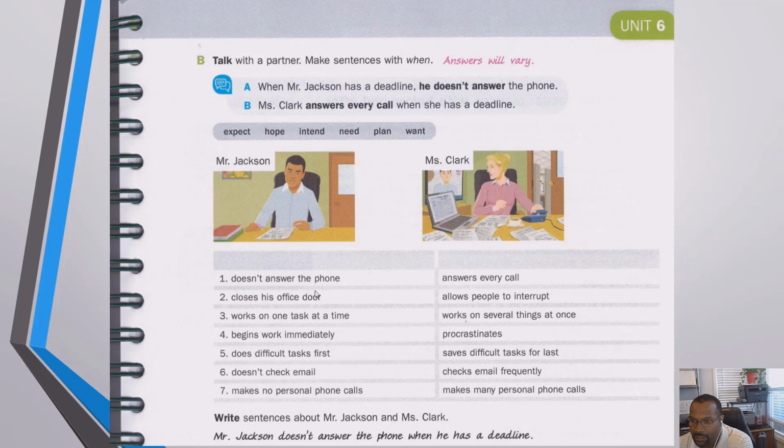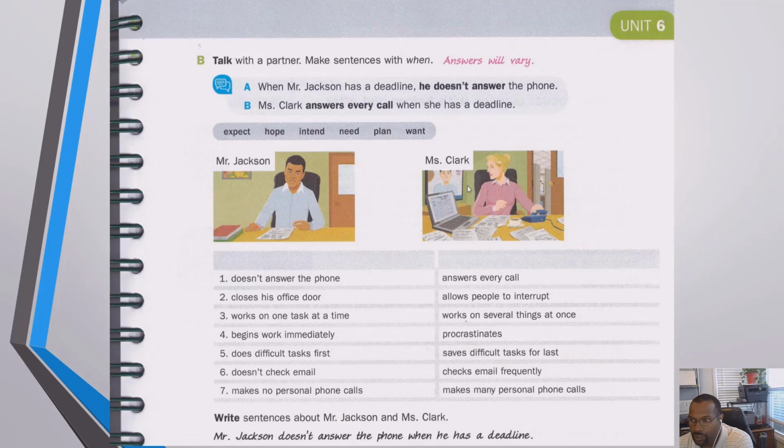When Mr. Jackson has a deadline, he closes his door, his office door. When Mr. Jackson has a deadline, he works on one task at a time. When Mr. Jackson has a deadline, he begins work immediately. When Mr. Jackson has a deadline, he does difficult tasks first. When Mr. Jackson has a deadline, he doesn't check email. And the last one, when Mr. Jackson has a deadline, he makes no personal phone calls.